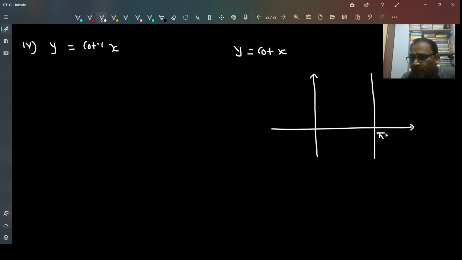If you take 0 to pi, then what will happen? It starts from 0, and you notice that cot starts from here and goes down, cuts at pi by 2, and goes to infinity, like this.